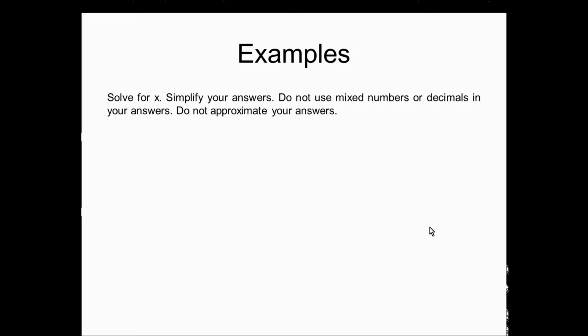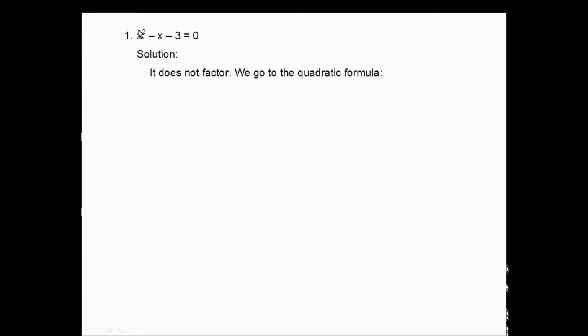Let's try some examples. So solve for x, simplify your answers, do not use mixed numbers or decimals in your answers, do not approximate your answers. So here's our first one. I've got x squared minus x minus 3 equals 0. It doesn't factor. There are no numbers that multiply to be minus 3 and add to be minus 1. You've got to go to the quadratic formula. First of all, be sure it's in general form. It is. So my a is 1.